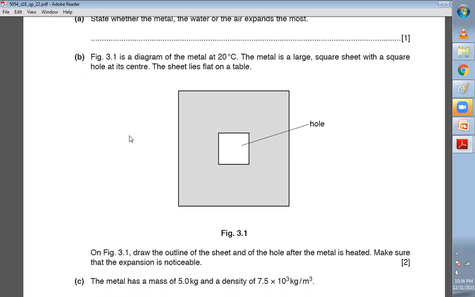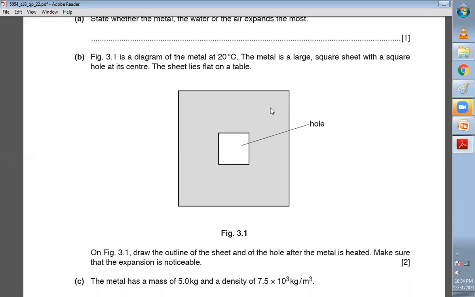The sheet lies flat on a table. On figure 3.1, draw the outline of the sheet and of the hole after the metal is heated. Make sure that the expansion is noticeable. Okay, so here you have a metal sheet, and it's a square. It has a square hole inside it, and this is a metal sheet.